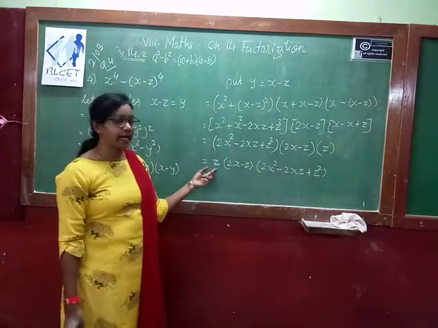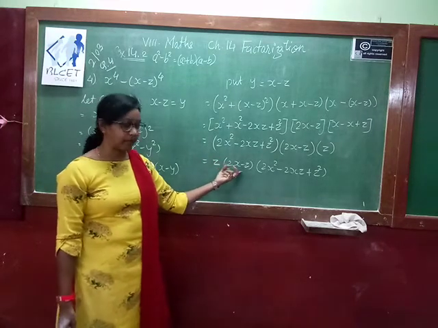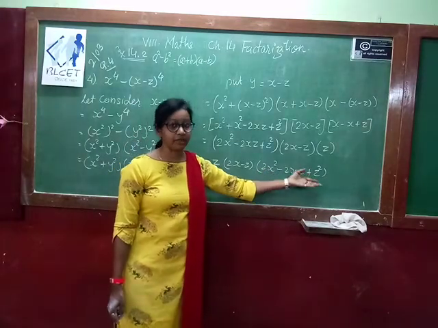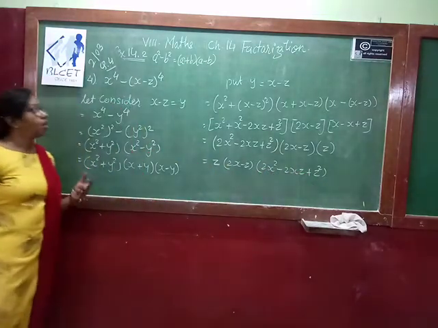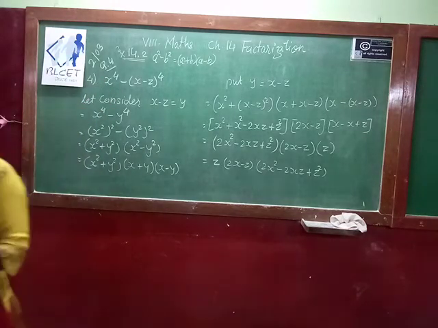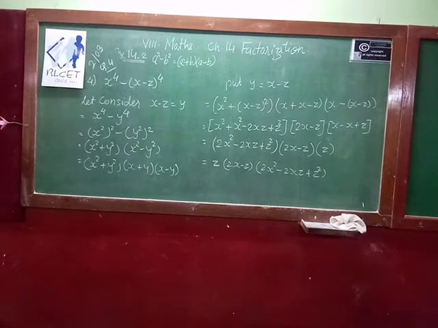Rearrange the terms. First we write the smallest term, that is monomial z. Then binomial 2x minus z. Then polynomial 2x square minus 2xz plus z square. So these are the factors of x power 4 minus x minus z whole raised to 4. So this way we can solve question number 4. Move on to the next question. Question number 5.